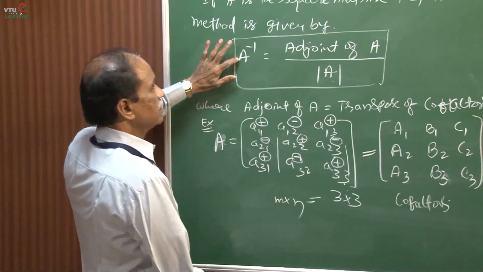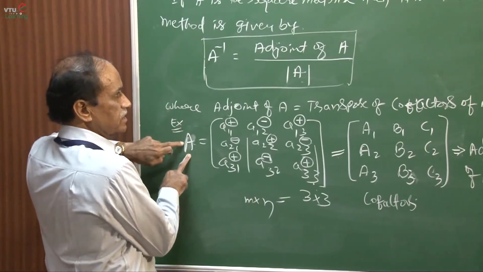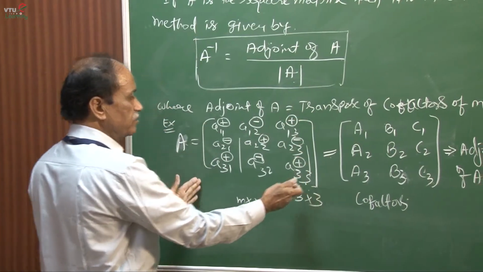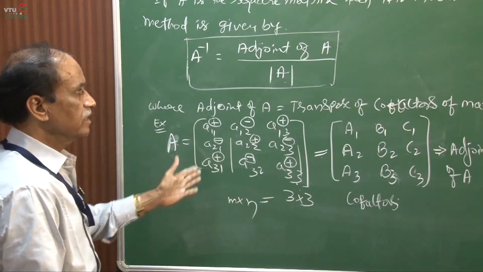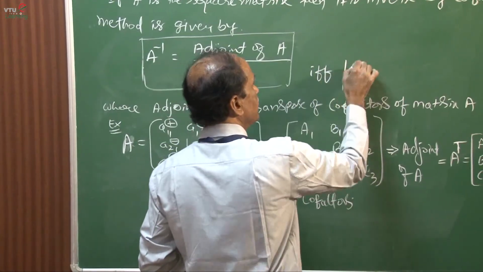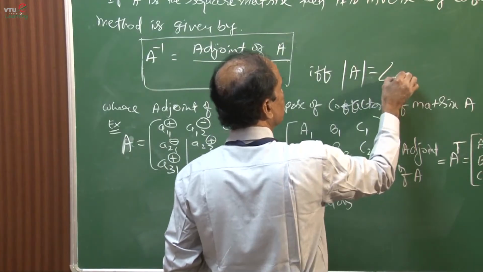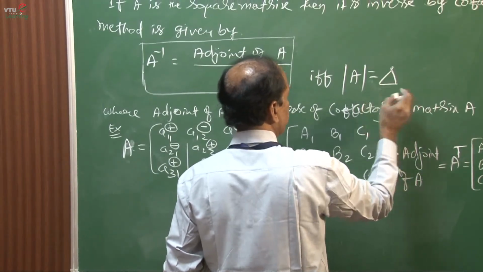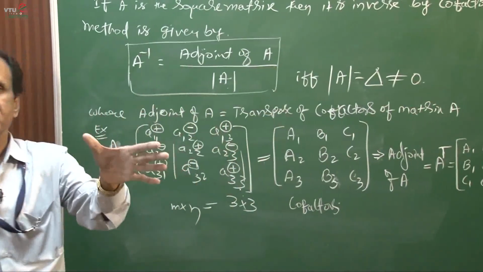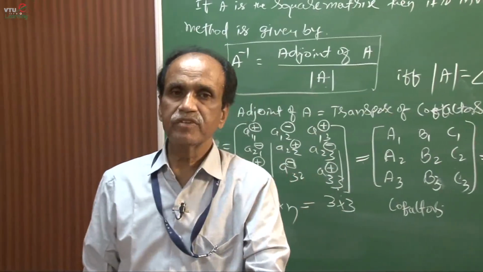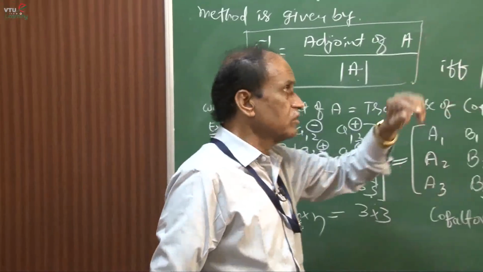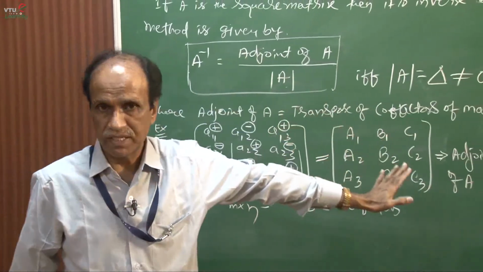Now the inverse of this matrix A with the determinant. The determinant symbol is applied to A, provided, and this is a very important condition, if and only if the determinant of A, which we represent with the triangular shape, is not equal to 0. This is the main condition. If the determinant is 0, then this method fails. If the determinant is not equal to 0, then this method is applied.